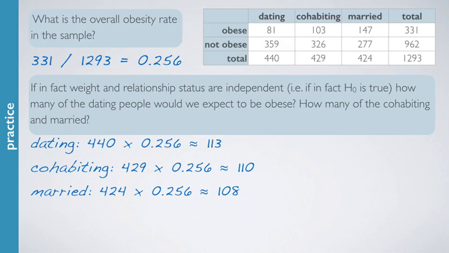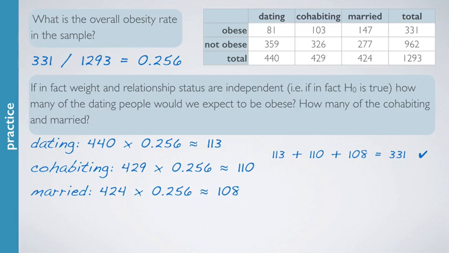To make sure that our calculations are correct, we can always add up these three expected counts, and we should hit the total number of people who are obese. So 113 plus 100 plus 108 does in fact give us 331. This quick check is always useful to make sure that you're doing your rounding properly and you're doing your calculations overall properly as well.